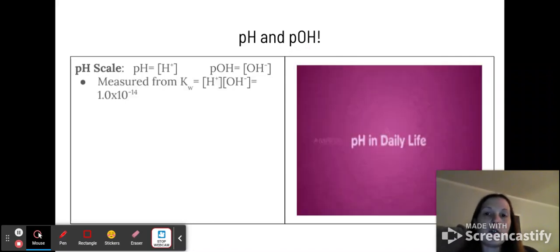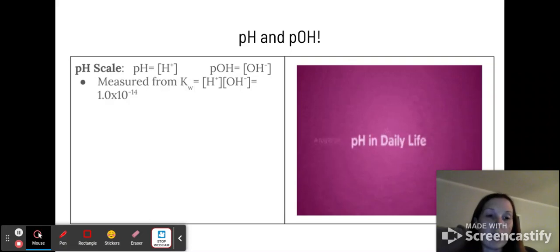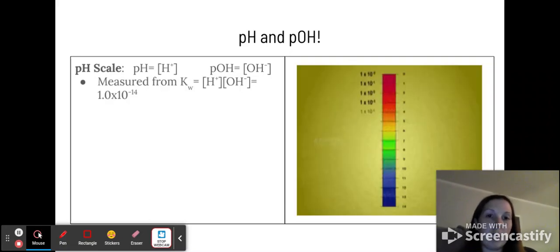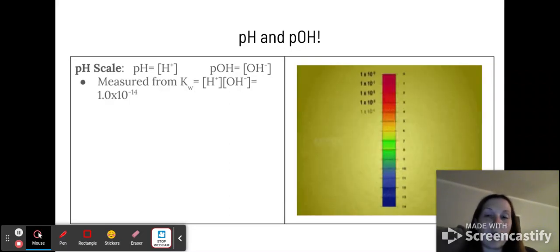So this is measured from Kw, which is the equilibrium constant for water, which you can calculate by the concentration of H+ times the concentration of OH-. And at standard temperature, this is right at 1.0 times 10 to the negative 14th.